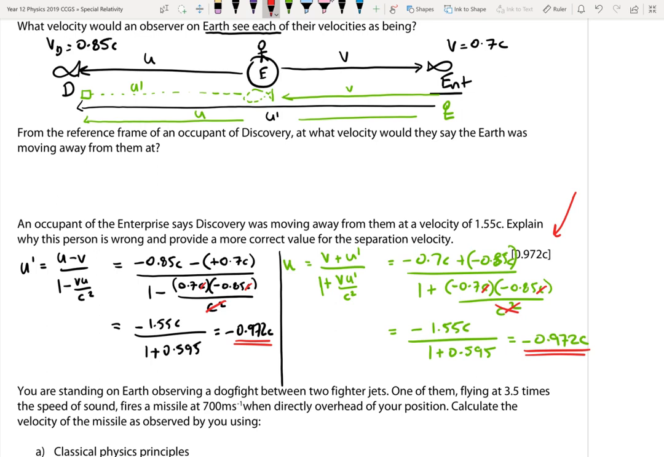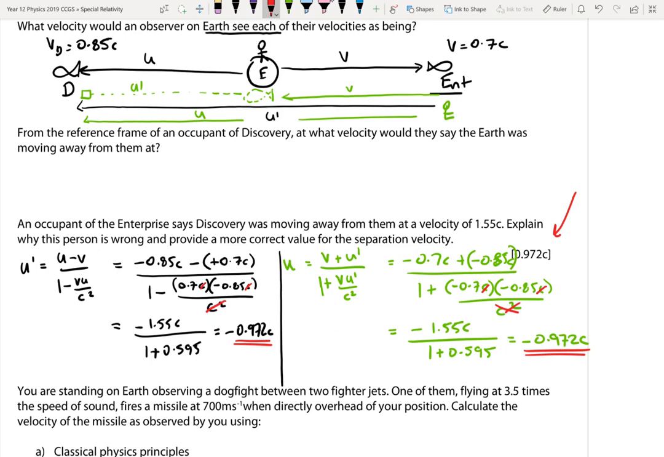U prime is always the speed measured from the reference frame that's given v. If you need to write that down, I'll say it again. U prime is always the speed from the reference frame of that which is given v. So let's look at the black text. U prime is from the reference frame of that which was given v. That's the Enterprise. So u prime is looking all the way back to Discovery on the left. It was given v as measured from the stationary observer.